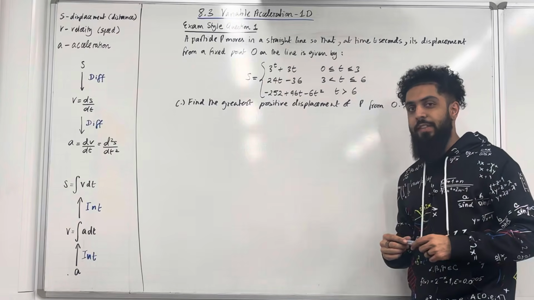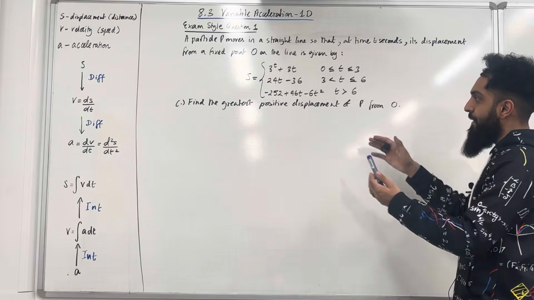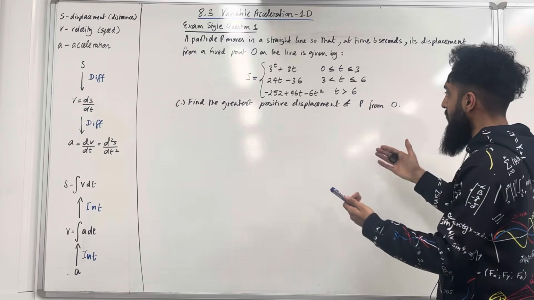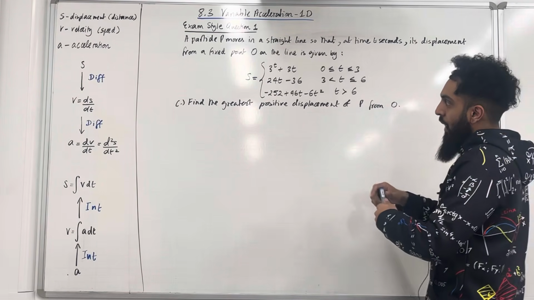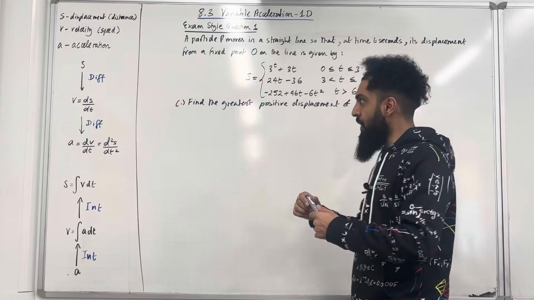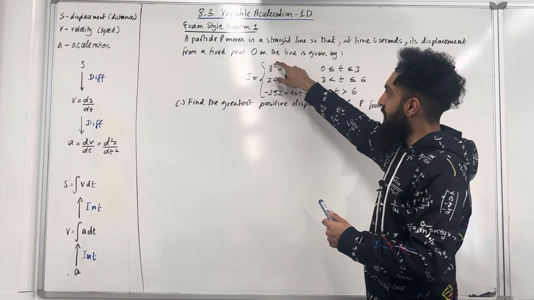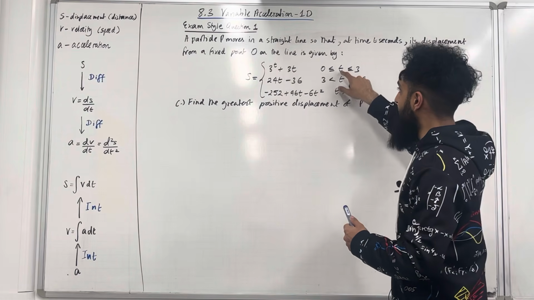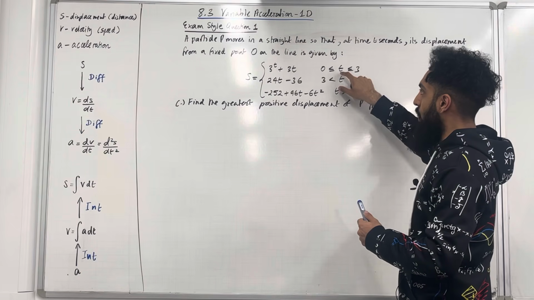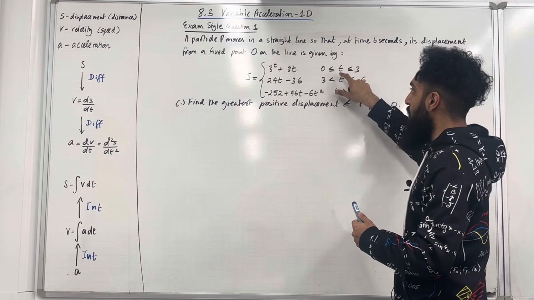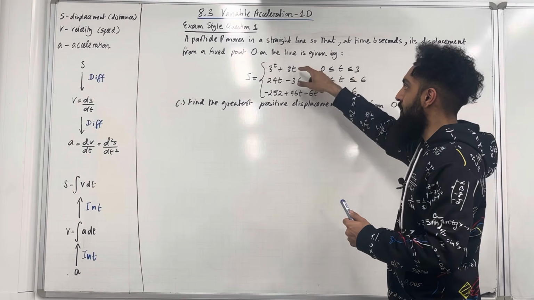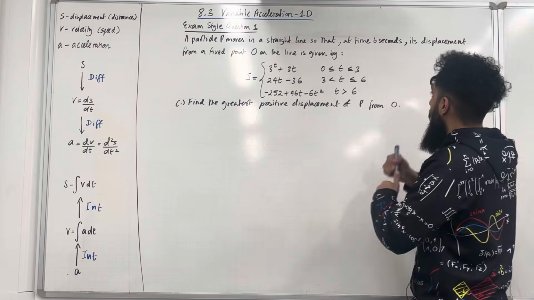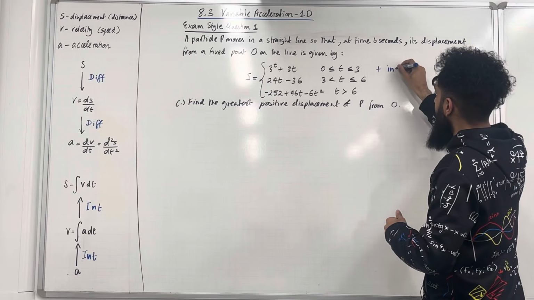Let's have a look at part C. Find the greatest positive displacement of the particle P from O. Right, so we've got 3 displacement equations. The first one is 3 to the power t plus 3t for this particular interval for time. We know that for this interval for time, if we were to put any of the values into this displacement equation, it will be positive and increasing.